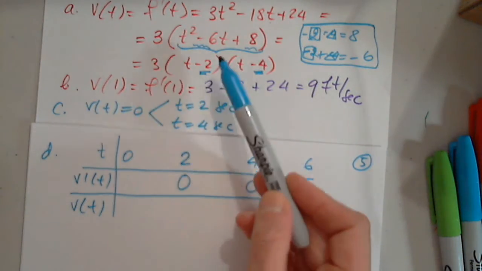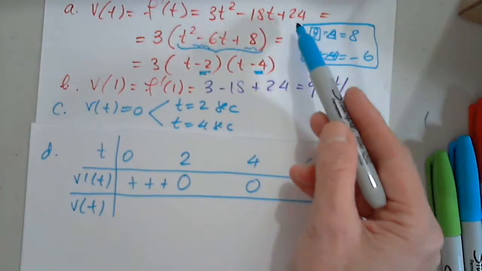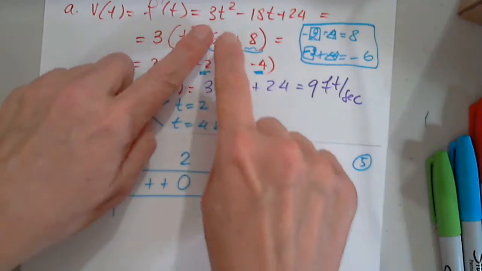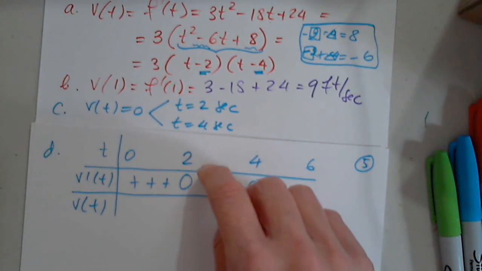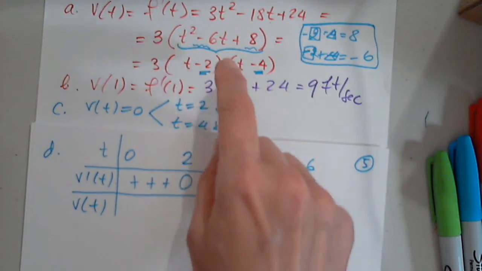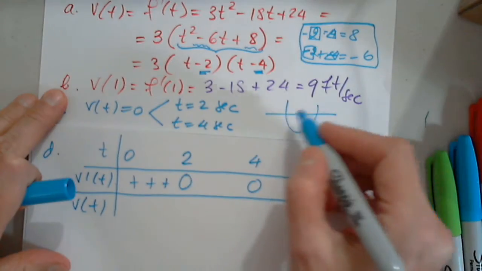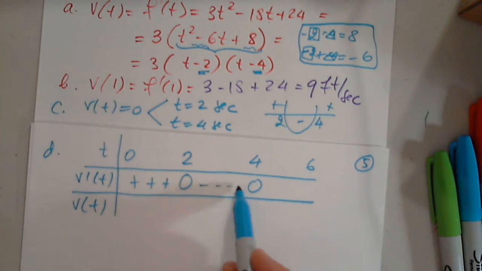Well, just plug in 0 and you'll get positive. If you plug in 6 in the velocity, how do I know without even doing anything? Because if you picture the graph of this, the function has a minimum and crosses at 2 and 4. If it has a minimum and it crosses at 2 and 4, it's positive outside and negative in between.